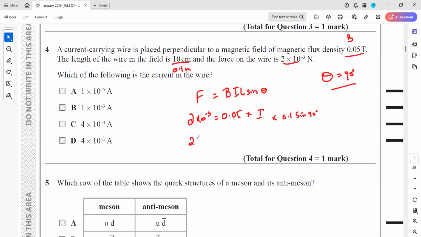So we divide 2 into 10 to the power -3 divided by 0.05 times 0.1. Sine 90 is 1, so it does not make a difference. We'll get the value for I, so 0.4. So it matches with option D because it will be 0.4. So D will be the right answer.